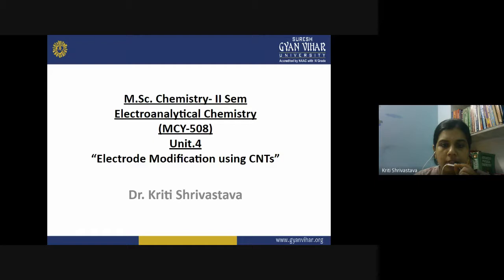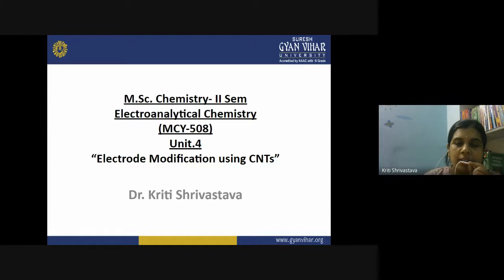Today we are going to discuss electrode modification using carbon nanotubes, which is a topic of Unit 4. In the previous lecture, we studied electrode modification using fullerenes, that is the C60 molecule. They are also carbon nanomaterials, and CNT, carbon nanotubes, are also a type of carbon nanomaterial. The difference lies in their structure at nano levels.